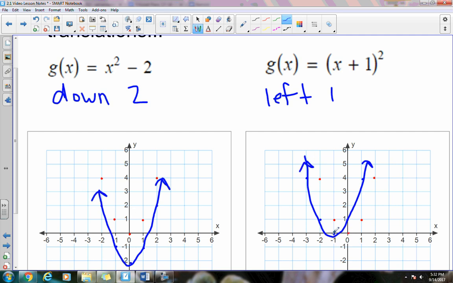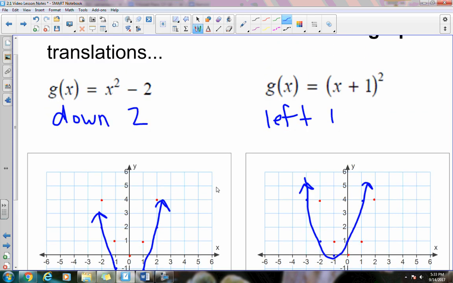Vertex is at negative 1, 0. And then we've got our function. We haven't transformed it vertically, so it hasn't gotten skinnier or fatter. It's still the same width as it was as the parent function. All we did was shift it left. And notice my line of symmetry is now at x equals negative 1. Okay. All right.